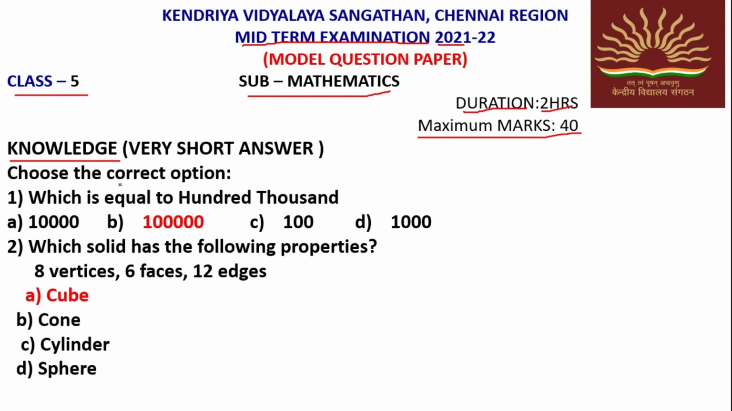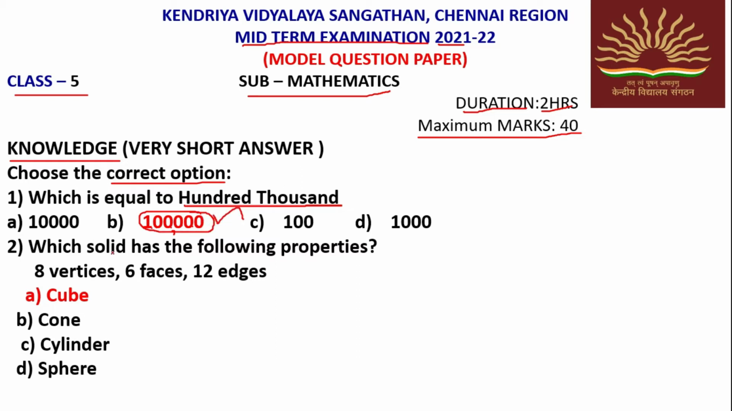Choose the correct option which is equal to 100,000. You can say ones, tens, hundreds, thousand, 10,000, lakhs. Here this is actually 100,000. Correct answer.